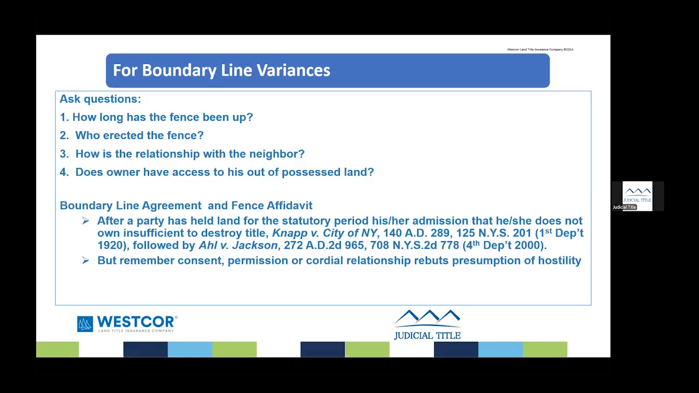How long has the fence been there? Who erected it? The relationship between the neighbors. And then again, if they're not going to cooperate and sign something, you can't really force their hand. You sort of have to probably do it, unfortunately, in some litigious manner to get it resolved.